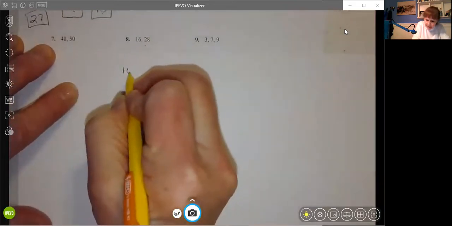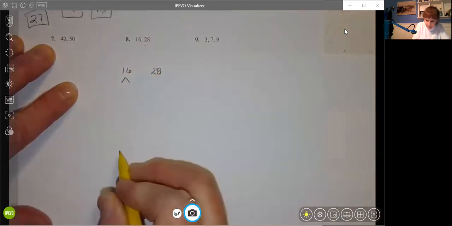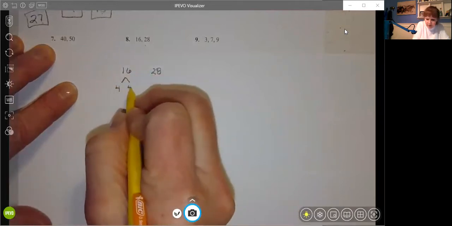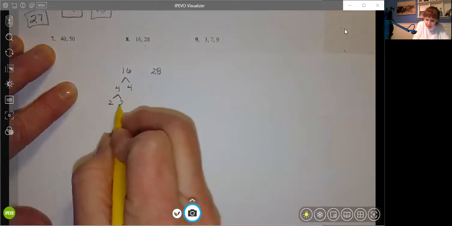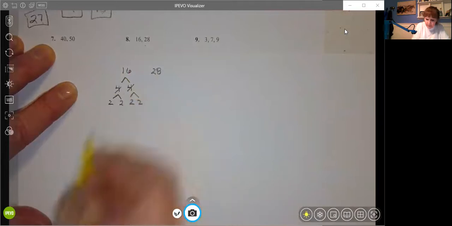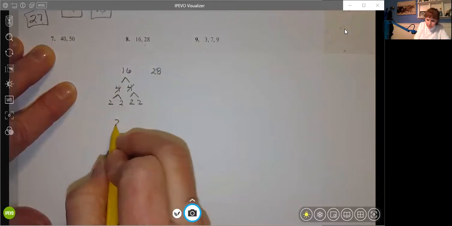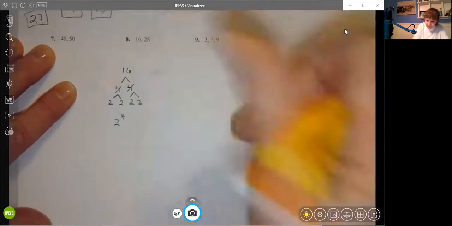So I'm going to take 16 and 28 and divide them into primes. We'll start with 16, 4 times 4. You could use 8 times 2, it doesn't matter. I'm going to break both of those into 2 times 2, and 2 times 2. We're done. So the 16 is 2 to the 4th.